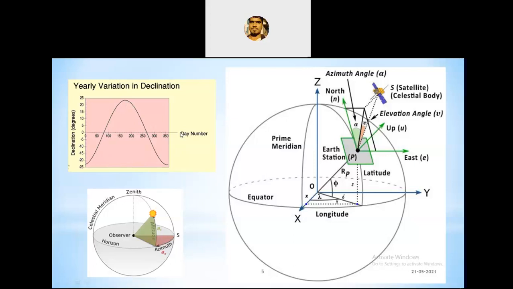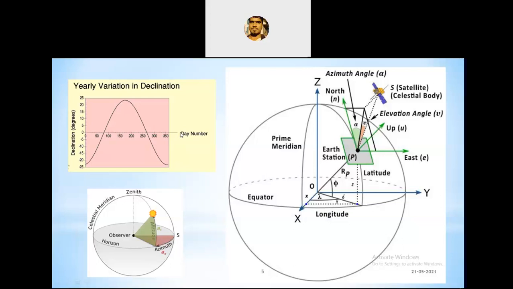Declination angle means the angular distance between the center of the earth and the center of the sun, and it is not constant, it changes throughout the year. It is 0 on September 22. On December 22 the declination angle becomes minus 23.5, and it is again 0 on March 22. Then on June 22 it becomes positive 23.5.